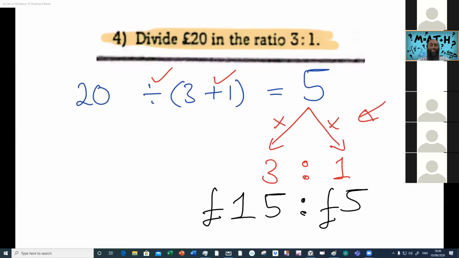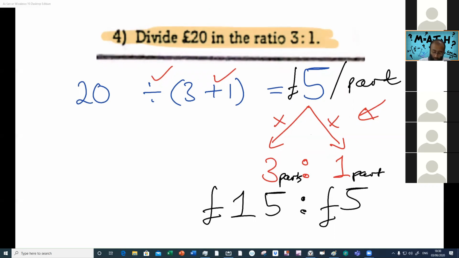Once you finish the dividing and the adding, the last step is the timesing. Then you times by the ratio to see what each person gets. So that is basically £5 per part. This person gets 3 parts, and that person gets 1 part. Okay, and that's it, done.